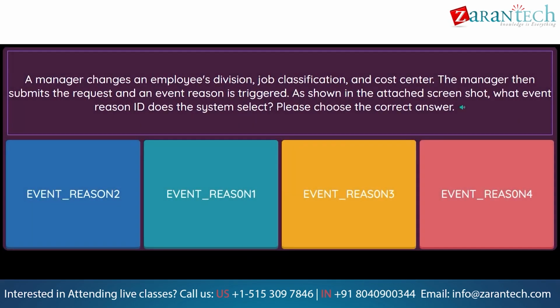Question: a manager changes an employee's division, job classification, and cost center. The manager then submits the request and an event reason is triggered. As shown in the attached screenshot, what event reason ID does the system select? Please choose the correct answer.